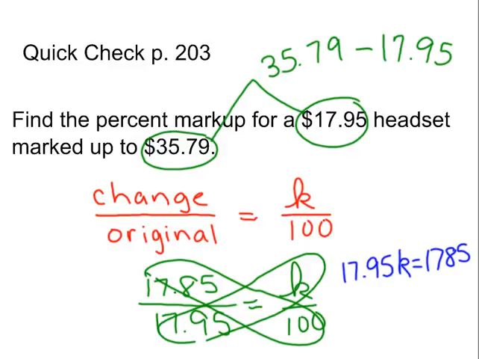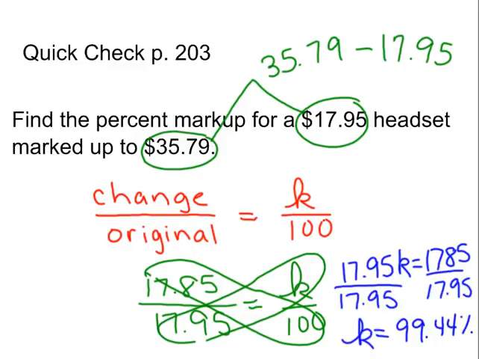So let's divide 17.95 on each side to get K by itself. And when we do that, we get K equals 99.44%. So there's almost 100% markup on the headsets. That means they almost double their price, and that's their profit. 99.44% is the markup, percent markup on the headsets.